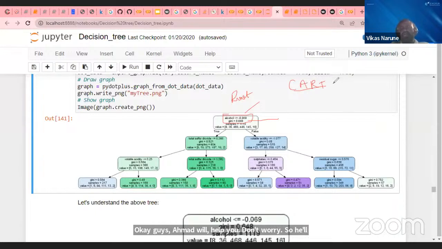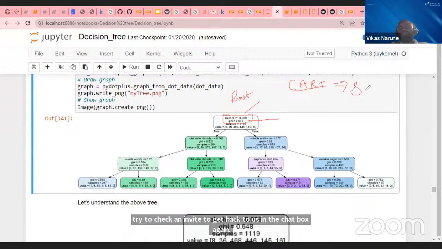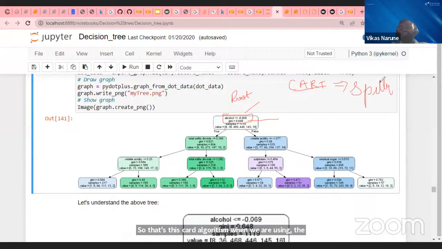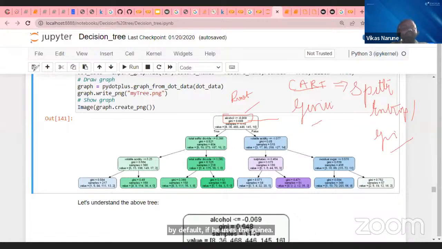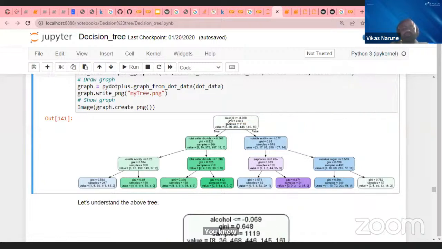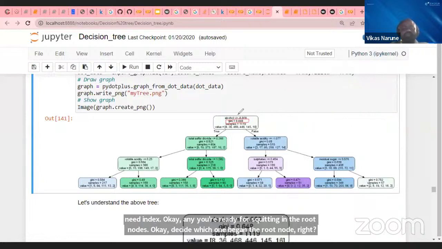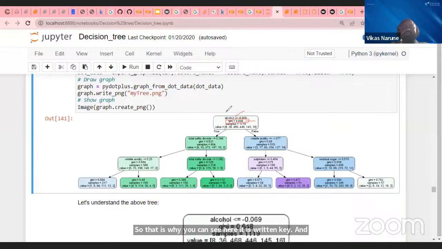Okay. So guys, this CART algorithm, when we are using the splitter, you remember the splitter function, whether to use the entropy function or whether to use the Gini impurity. So guys, this CART algorithm by default uses the Gini index, okay, Gini impurity, for splitting the root nodes, to decide which one becomes the root node, guys. So that is why you can see here it is written Gini, and then a Gini score is given for this alcohol feature. This alcohol feature is taken first, guys, and then it becomes the root node, and then we create splits on total sulfur dioxide, volatile acidity, and other features.